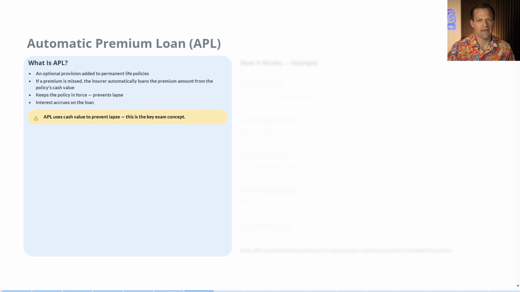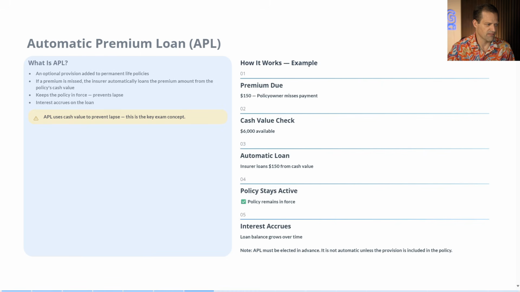So the idea is the APL uses cash value to prevent lapses. That's the key concept you're going to be tested on. Okay. So if a client has a $150 payment, they miss it, there's $6,000 available, the insurer loans $150 from cash value, and the policy stays in force. And then the loan balance grows over time. Okay. So you have to elect the APL in advance. It is not automatic unless the provision is included in the policy.